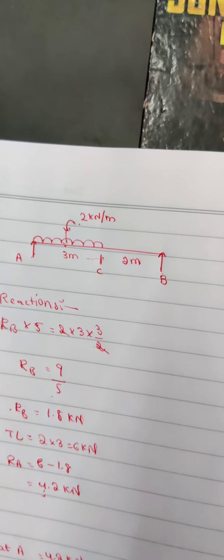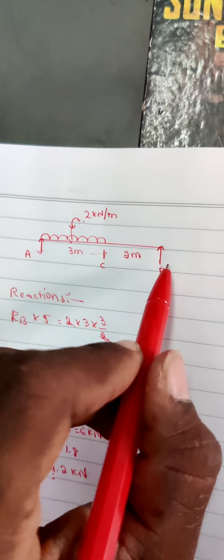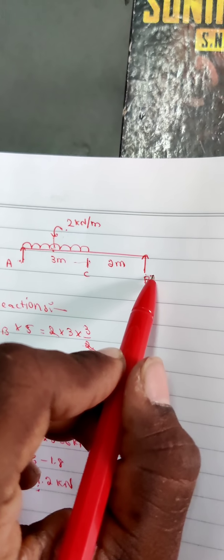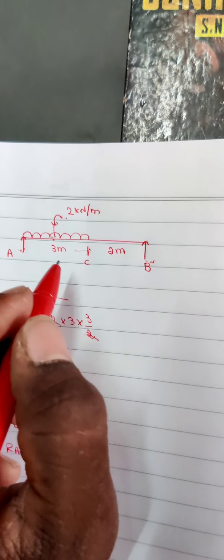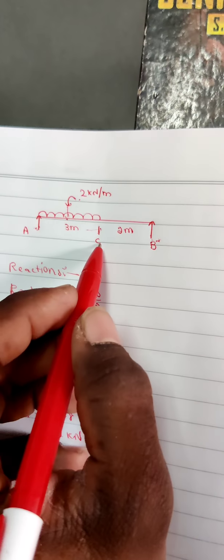Now bending moments. For a simply supported beam, the bending moment at the end supports A and B will be 0. So we need to find only the bending moment at the x distance and at point C. Mx and Mc we need to calculate. So Mx means the moment at 2.1 meters of span.